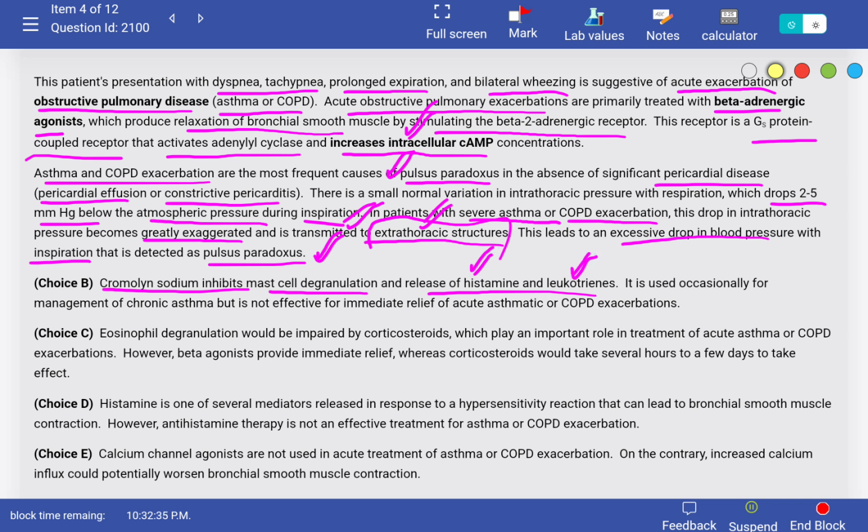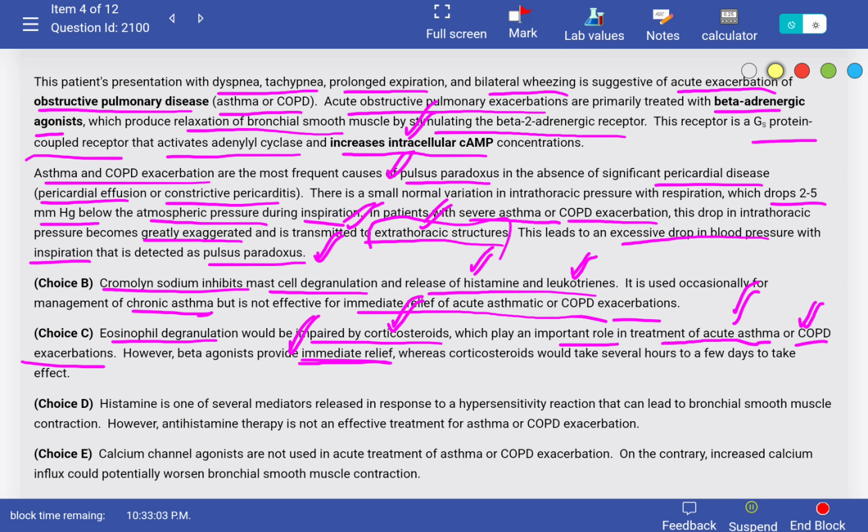Used occasionally for management of chronic asthma, but not effective for immediate relief of acute asthma or COPD exacerbations. Why not option C? Eosinophil degranulation would be impaired by corticosteroids, right? Which play an important role in the treatment of acute asthma or COPD exacerbations. However, beta agonists provide immediate relief, right?